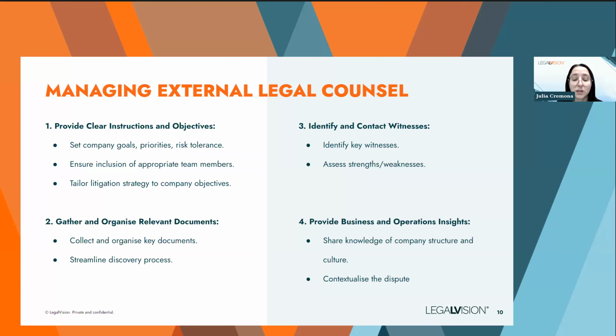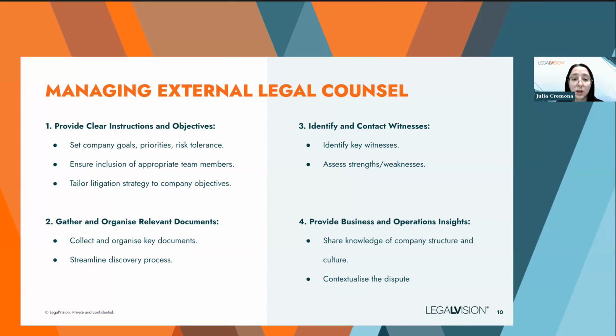In-house lawyers have a very unique position where they're quite involved in the business and the operations and the day-to-day management of the organisation. So they're aware of things like the goals, priorities, the risk tolerance of the organisation, as well as specific legal or business considerations that might impact the case.